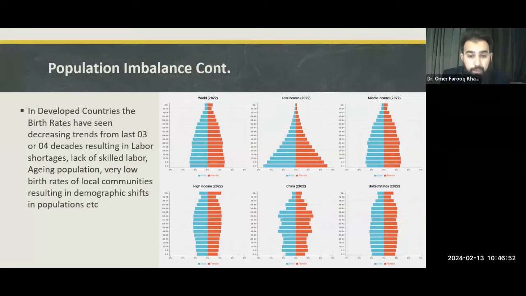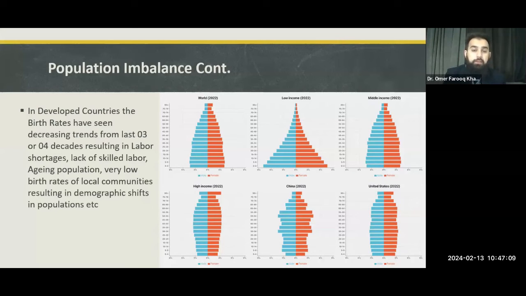The problem with the high income country is that the 0 to 4 and 5 to 9 age groups are shrinking, but the middle age and higher age groups are getting wider. So basically, what is happening?